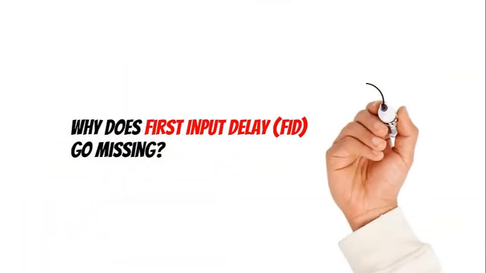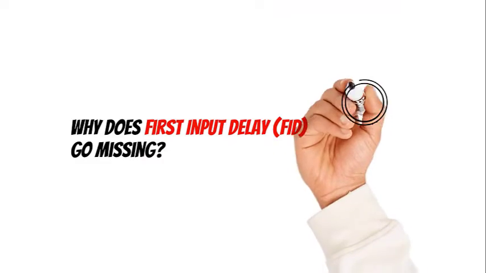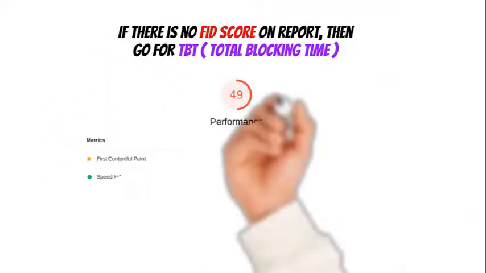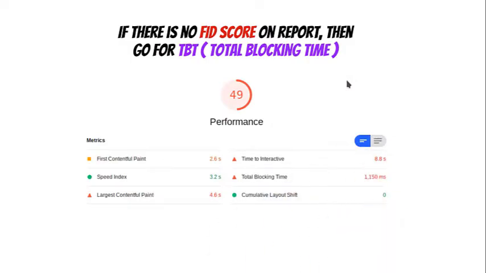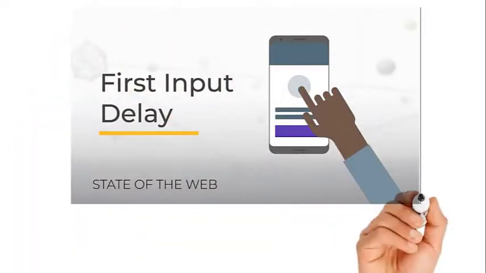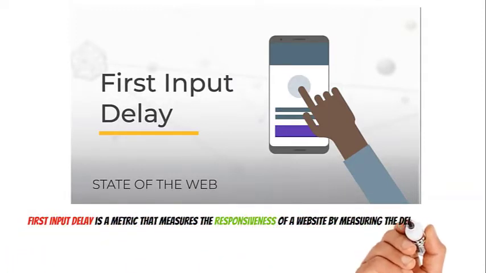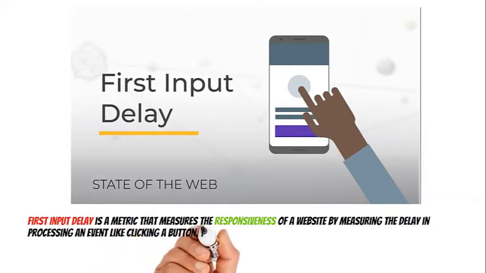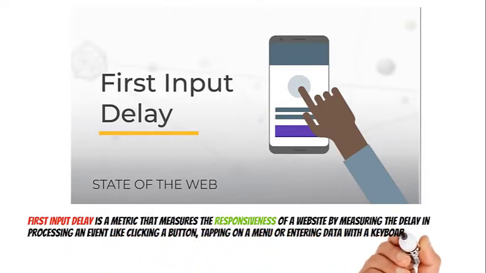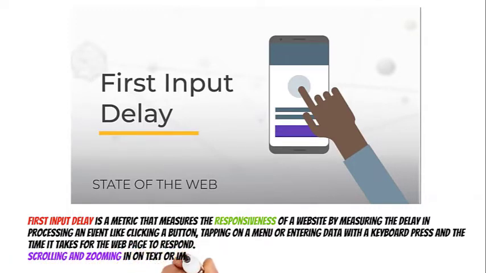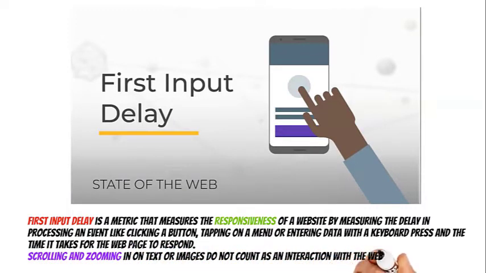So let's explore why First Input Delay (FID) goes missing. First Input Delay is a metric that measures the responsiveness of a website by measuring the delay in processing an event like clicking a button, tapping on a menu, or entering data with a keyboard press, and the time it takes for the web page to respond. Scrolling and zooming in on text or images do not count as an interaction with the web page. Instead of FID, tools show us how good or bad the TBT, that is total blocking time, score is.